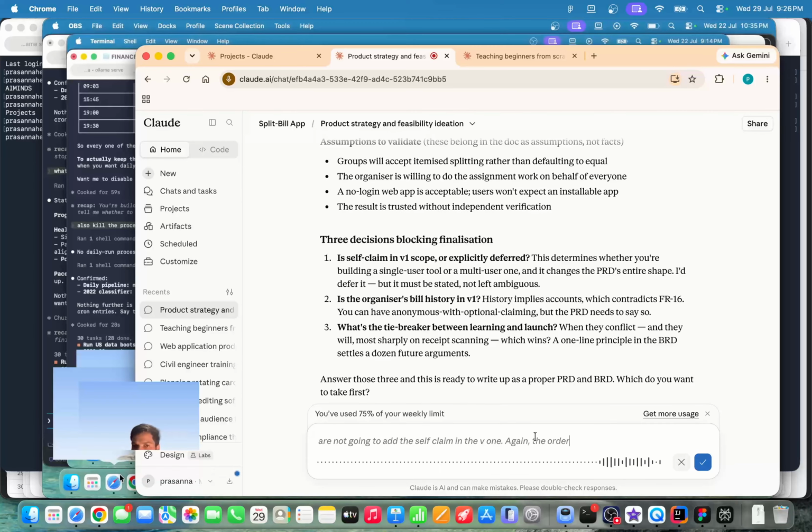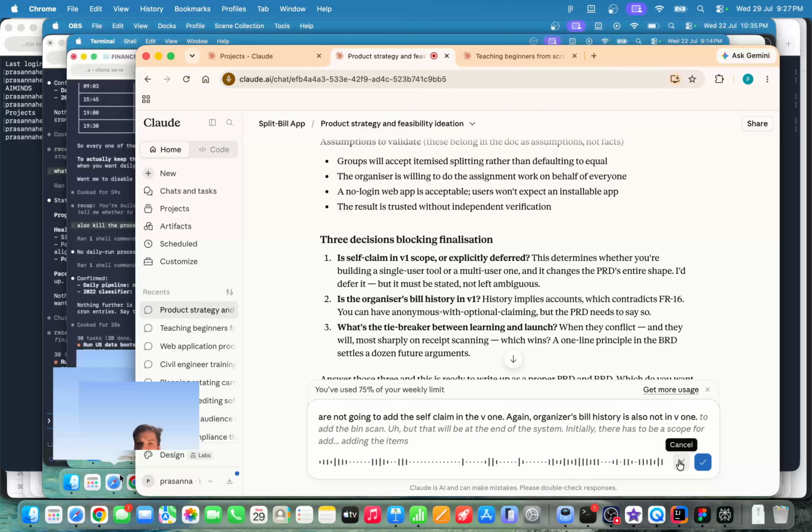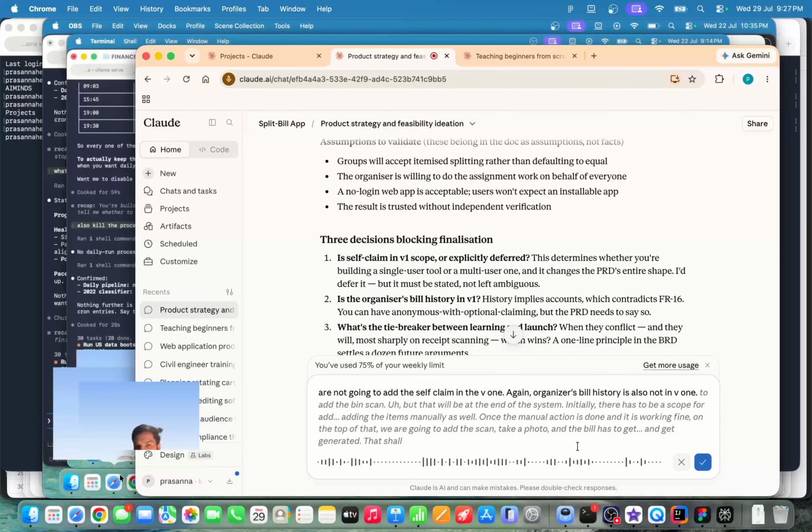Again, the organizer's bill history is also not in V1. Of course, we are also going to add the bill scan, but that will be at the end of the system. Initially, there has to be a scope for adding the items manually as well. Once the manual action is done and it is working fine, on top of that, we are going to add the scan: take a photo, and a bill gets generated. That's how the plan is to build the application.